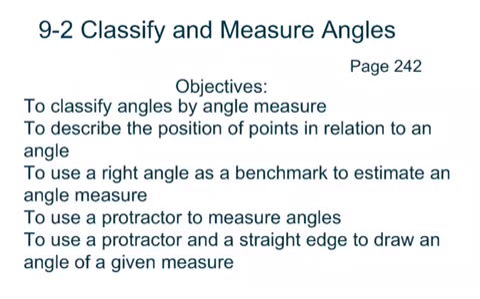We are on 9-2 today in the Green Book, Classify and Measure Angles on page 242. Quite a few objectives here, but they are all actually quite inverse of each other, so it's not really that many. We're going to classify angles by angle measure. We're going to describe the position of points in relation to an angle. We're going to use right angles as benchmarks to estimate an angle measure. We're going to use a protractor to measure angles, and then use a protractor and a straight edge to draw an angle of a given measure.